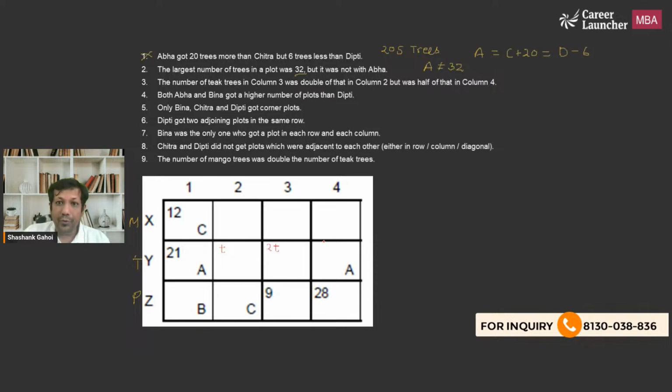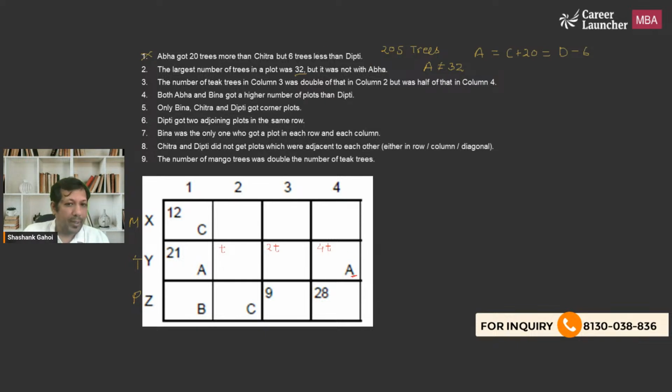Column 3 is half of column 4. It means column 4 should be double of column 3, so it should be 4T. So this is what I'm getting so far. Now, basically, it says I'm using the second statement.